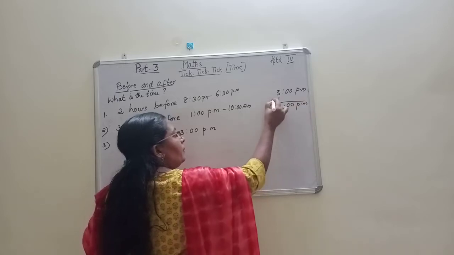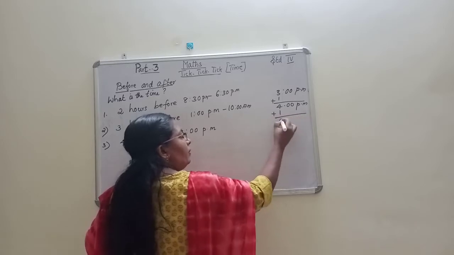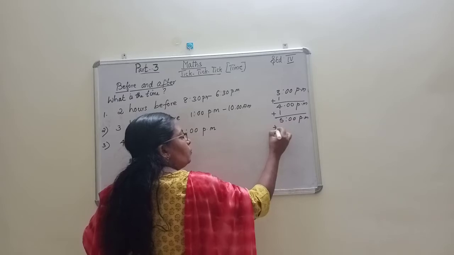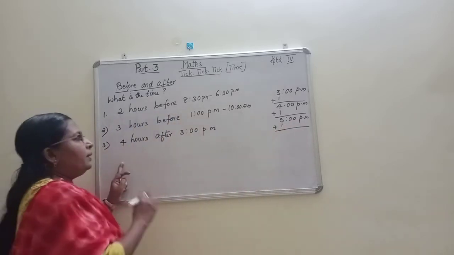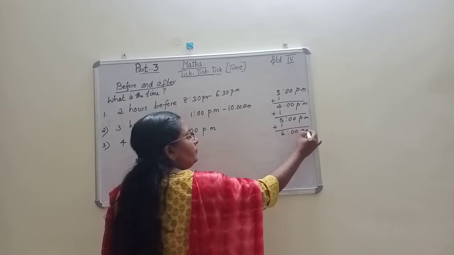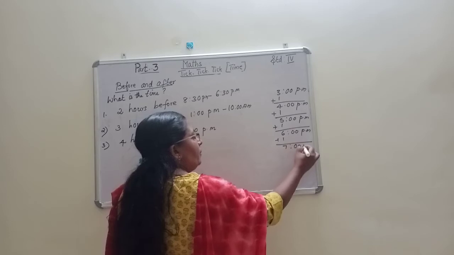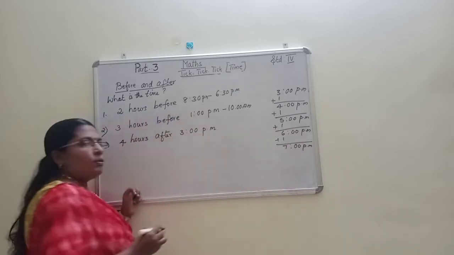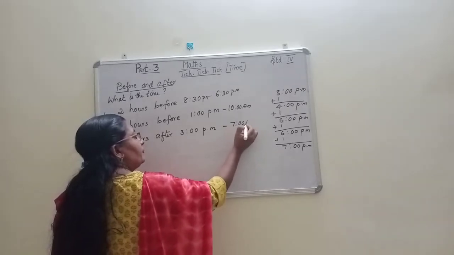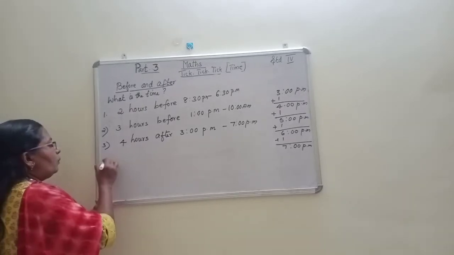Next. Now it is plus. After 1, 5 PM. Plus 1, after 1, that is 6 PM. After 1 o'clock, that is 7 PM. Now the time is, what is that? 7 PM. Understand?